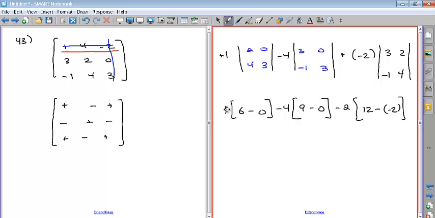So here we have 6 times 1, so that's 6. Here we have 9 times -4, so that's -36. And here we'll have 12 plus 2, which is 14. 14 times -2 is -28. So if you do the math there, 6 minus 36 minus 28 is -58. So it says the determinant of this is -58.